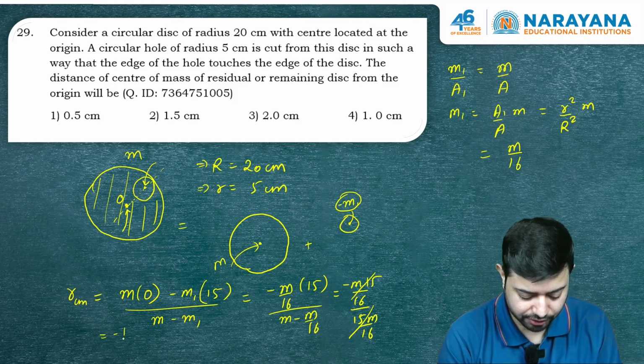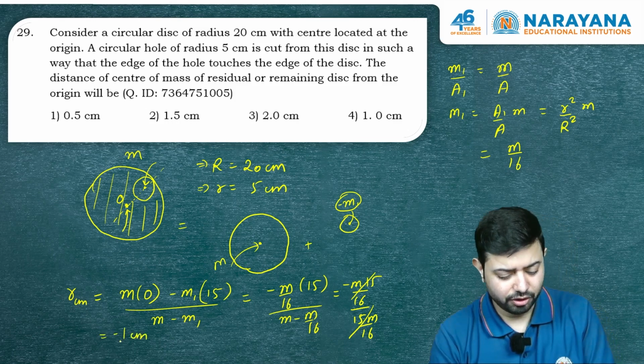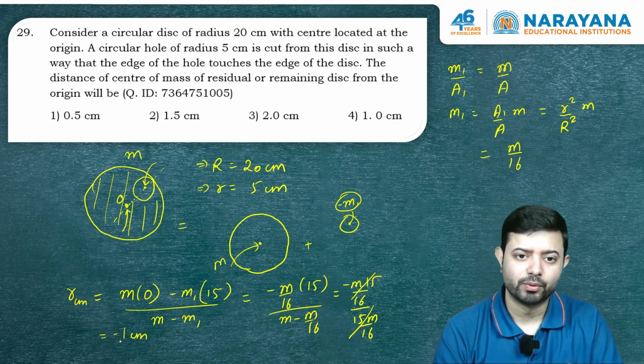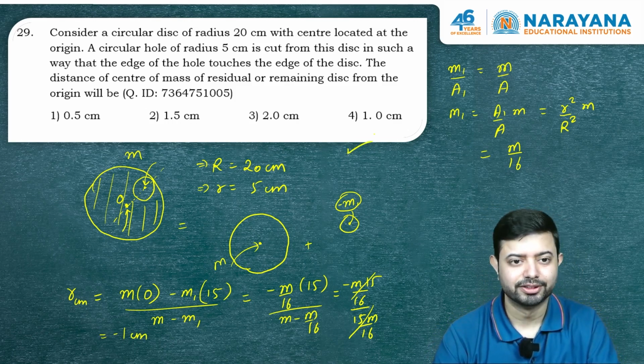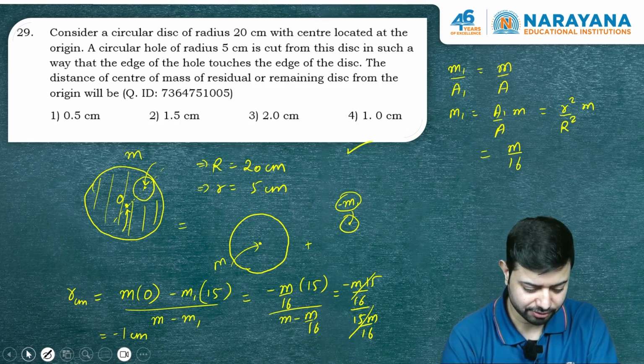In the end, this is going to be minus 1 centimeter, or in short you can say that it is at a distance of 1 centimeter. So, which option is correct? Option number 4 it will be. Alright, so let us move to the next one.